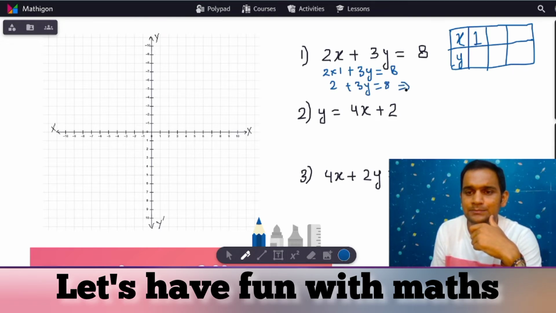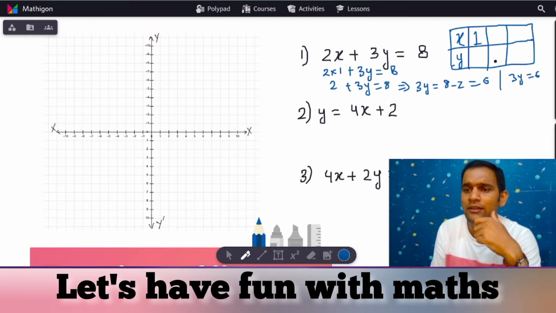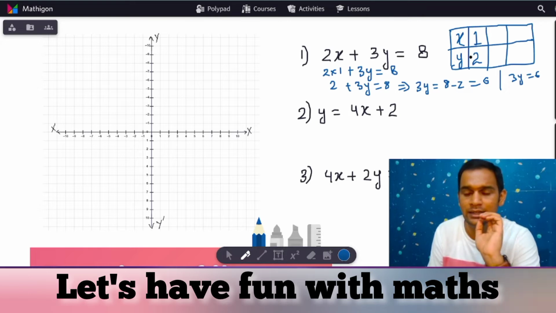That implies 3y equals 8 minus 2, that is 6. So if 3y is 6, y will be 2. Yes, that is one solution of this linear equation in two variables.